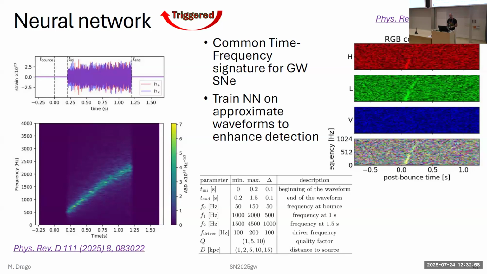Another improvement is not using only this part, but trying to make a sort of RGB composition between the different detectors, because you can expect that when you have the same signal in different detectors, the significance in the image should be increased. So there are little tricks that you can add.